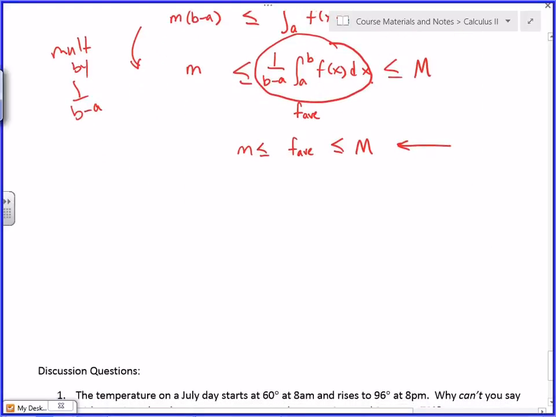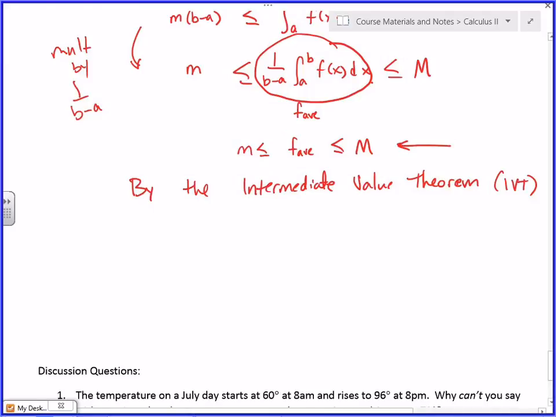But the last thing that actually gets me the mean value theorem is something called the intermediate value theorem. Which, by the way, I like the extreme value theorem, but this one ranks in the top 10 of my favorite theorems of all time. The intermediate value theorem. Do you remember what the intermediate value theorem says? Probably not. I'll remind you.